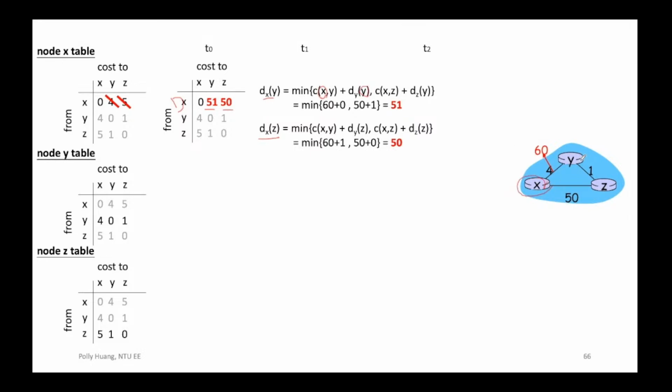So for xy, the source is x, the destination is y. Through the two neighbors of x, the source, that would be y and z. So we have y and z here. Link xy costs 60. Link xz costs 50. So we do have 60 and 50 here correspondingly.